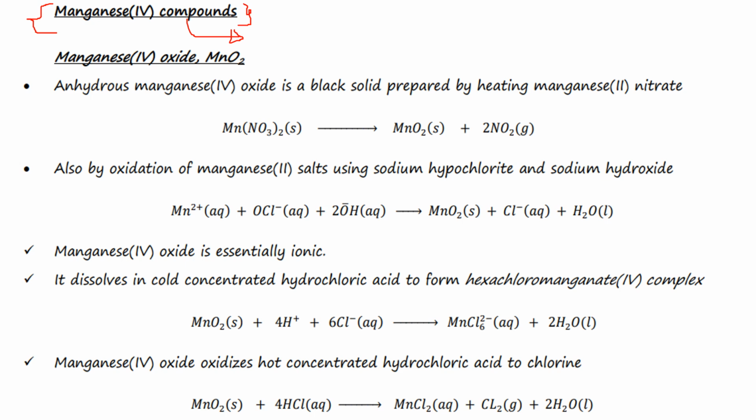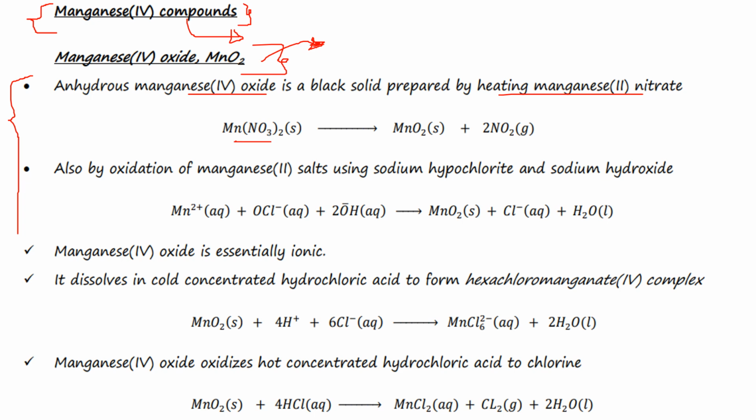If you look at the manganese(IV) compounds, the major one is going to be manganese(IV) oxide, and I say that this one is the most likely to be asked by examination bodies in terms of how it is prepared. That's why I started with it as my main emphasis as I was writing these notes. Anhydrous manganese(IV) oxide is a black solid which is prepared by heating manganese(II) nitrate, just like I already mentioned.